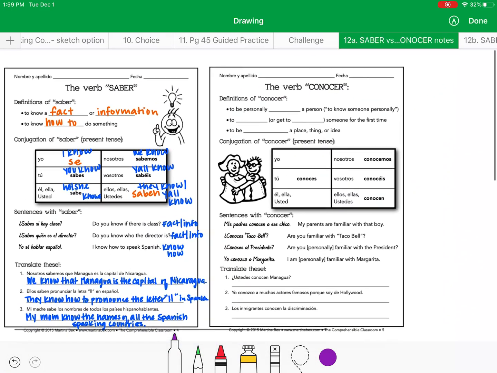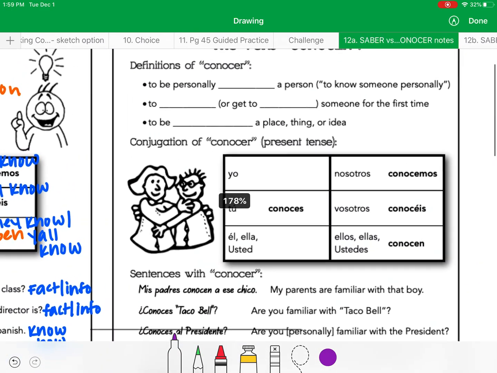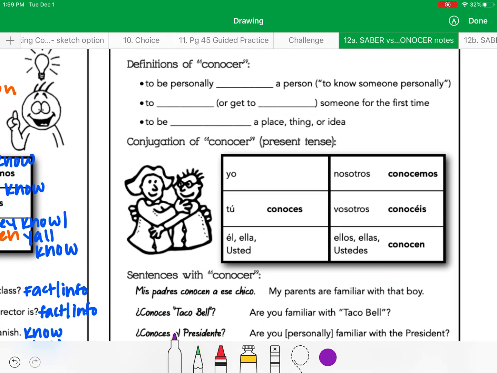All right, so let's look at conocer. Okay, so conocer also means to know, but here are some different ways to know which one to use. To personally be familiar with someone. To be personally familiar with a person, to know someone personally.